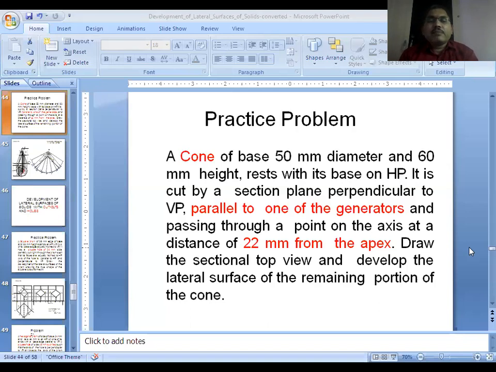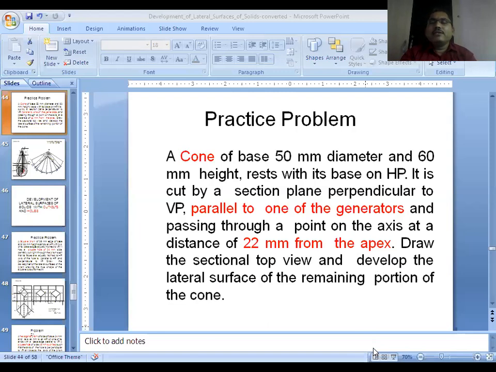It is cut by a section plane perpendicular to the VP, parallel to one of its generators, and passing through a point on axis at a distance of 22 mm from the apex. Draw the sectional top view and develop the lateral surface of the remaining portion of the cone.